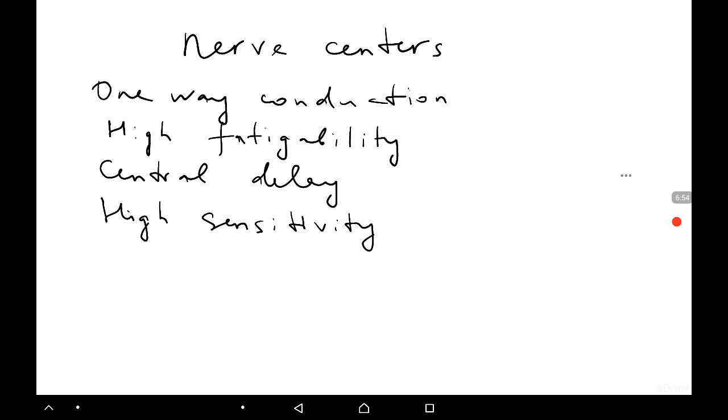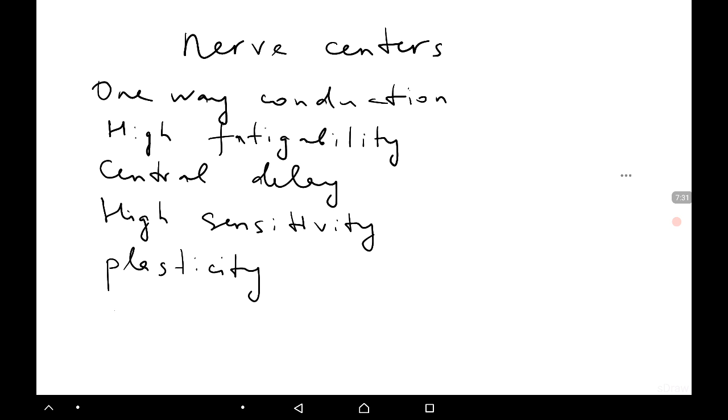For example, we have plasticity of nerve centers. Plasticity means that nerve centers may to some extent learn and change their functions. For example, after the stroke, the patients may recover quite quickly sometimes because the neurons which were not damaged, which were not killed by the stroke, may learn and substitute the eliminated neurons.